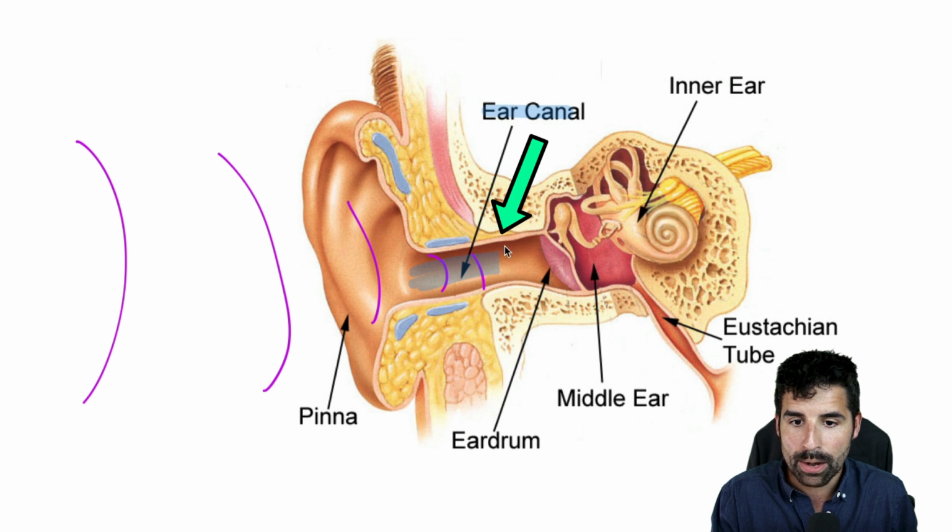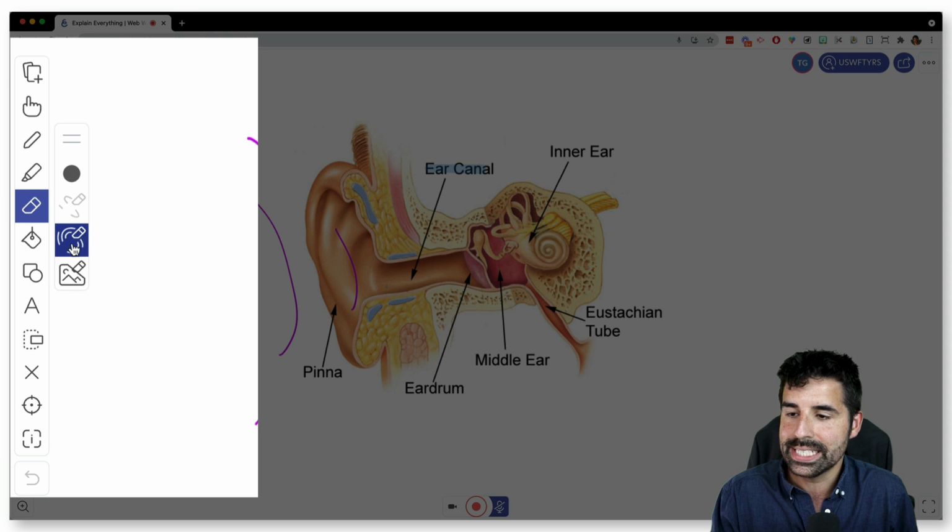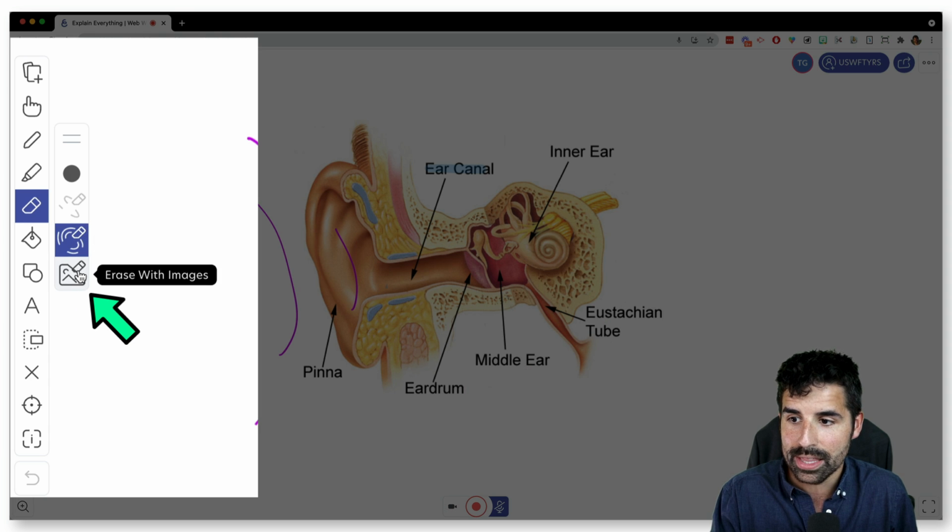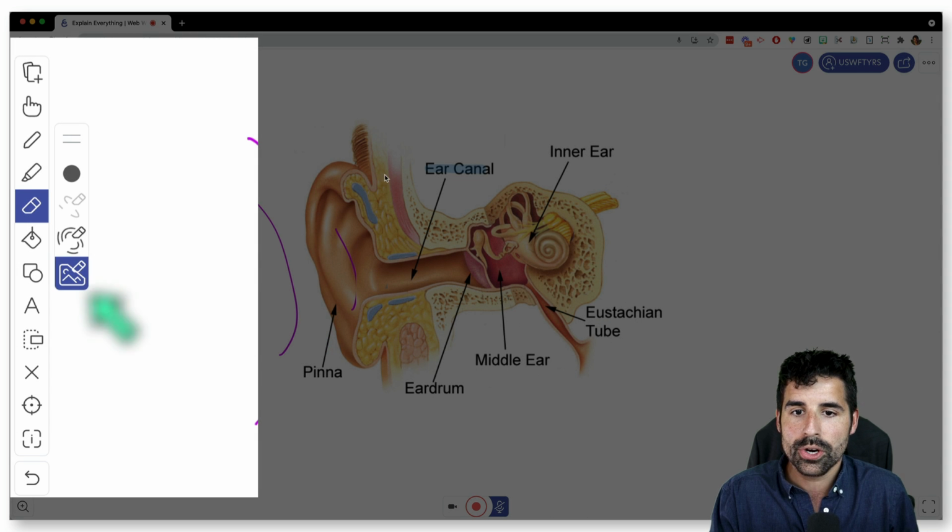Now, if I want to erase all of my drawings, like my highlighter and my pen, then I can do that with the second option. Now, if I want to erase everything, including the image, I can use this third option.